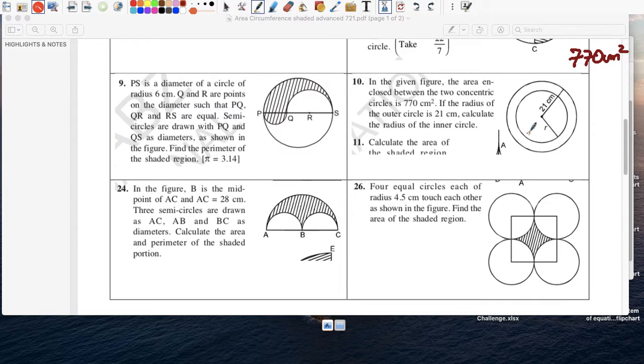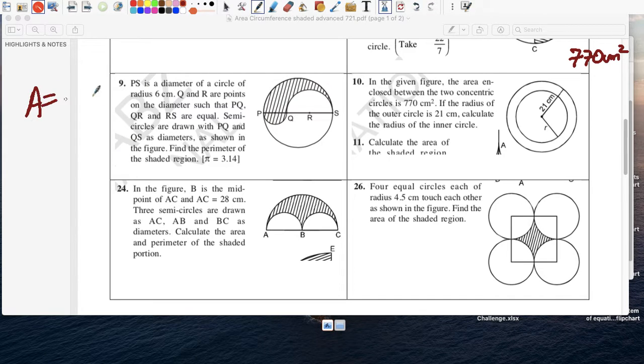Okay, so let's find out the area. Wait a second. Let's find out the radius of the inner circle. Okay, give me a second. I haven't done this since last year. So if the radius of the outer, calculate the area. So we can calculate the area of the big circle, which would be that. We subtract. Okay, all right, got it.